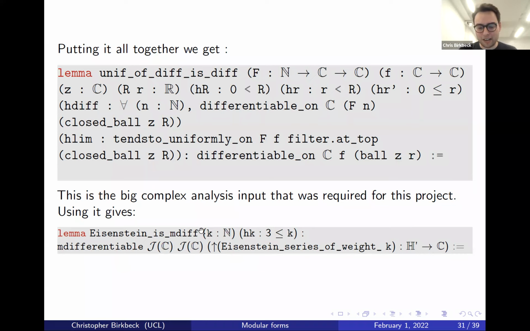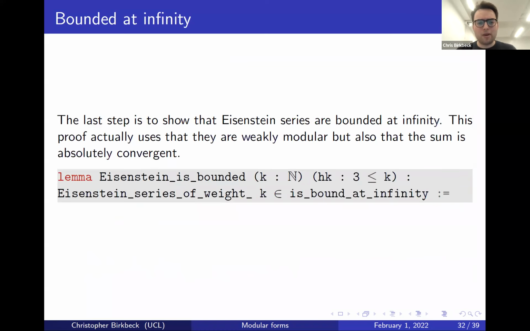And here, crucially, k is greater than 3. So all of the conditions here, I do use the condition on my weights, which I didn't use when I was proving holomorphic weak modularity. Now, what remains is to check that these functions are bounded at infinity. This actually uses that the function is weakly holomorphic, and it also uses absolute convergence.